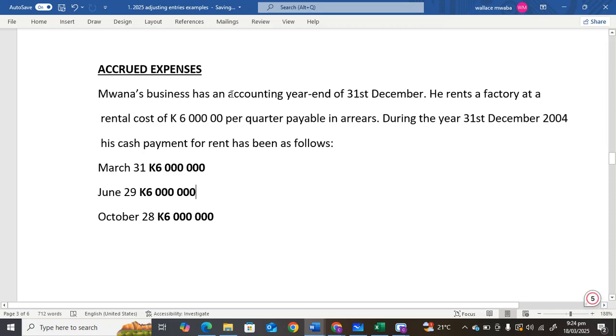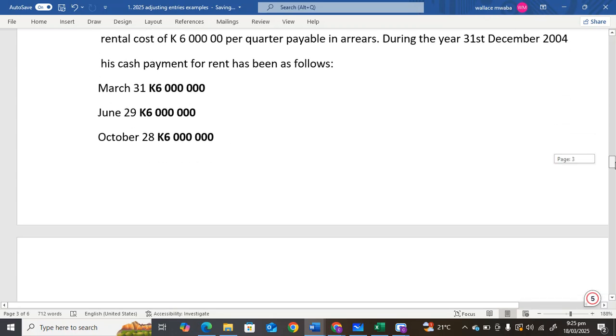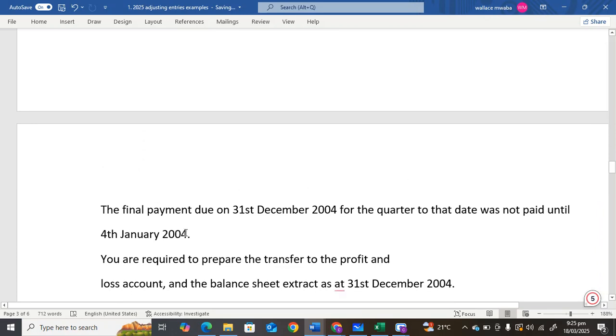Mwana's business has an accounting year end of 31st December. He rents a factory at a rental cost of 6 million per quarter payable in arrears. During the year to 31st December 2004, his cash payments for rent were as follows. March 31st, 6 million, so this was payment for quarter one. Remember, this rent is being paid in quarters, and in a year, there are 4 quarters. In March, you paid 6 million. In June, you paid 6 million. In October, you paid 6 million. The final payment due on 31st December 2004 for the quarter to that date was not paid until 4th January 2005.